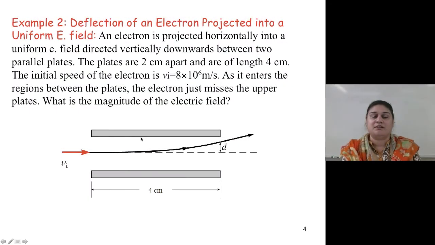So far we've talked about an electron or a particle projected along the direction of the E field. What if this is now projected perpendicular to the field? What happens in that case?